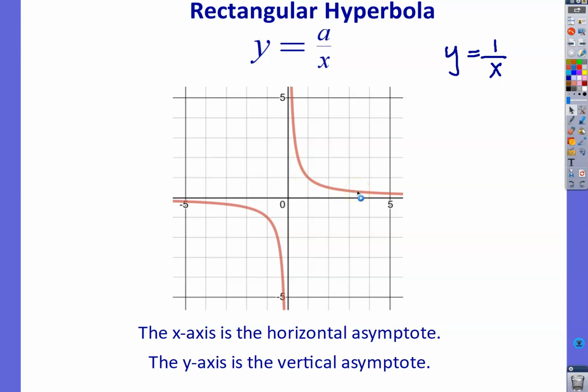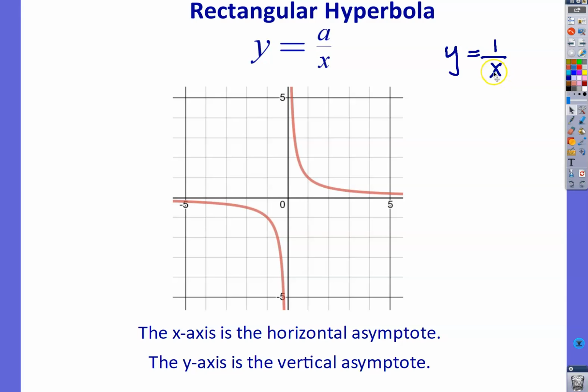So when x gets larger, for example, when x is equal to 5, y equals 1 over 5. So when x is 5, y is 1/5, which is that point just there. The bigger x gets, the closer this graph gets to the x-axis, but it never actually touches it. So therefore, the x-axis is the horizontal asymptote.